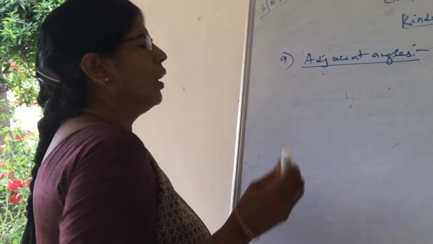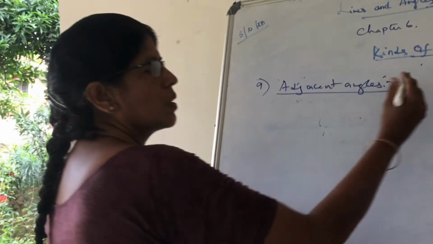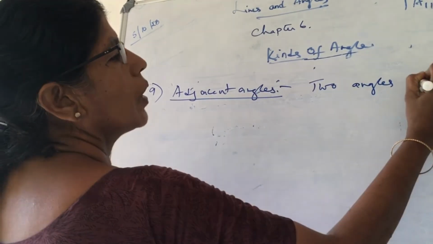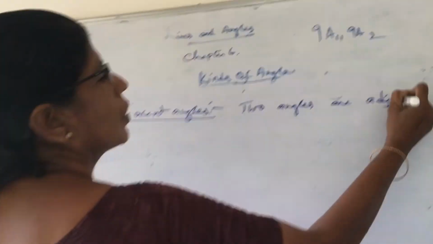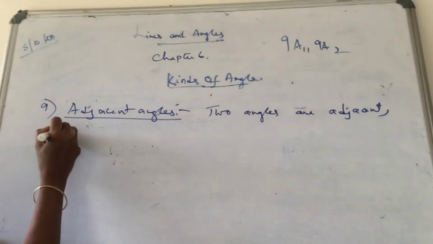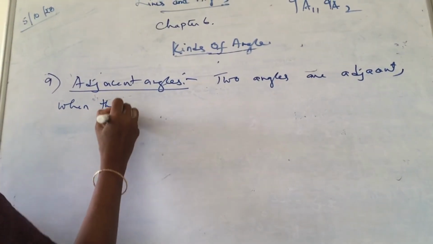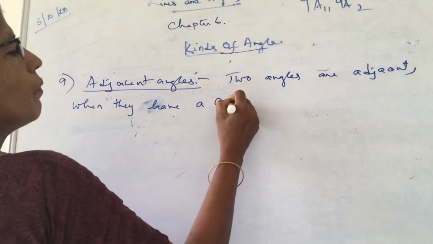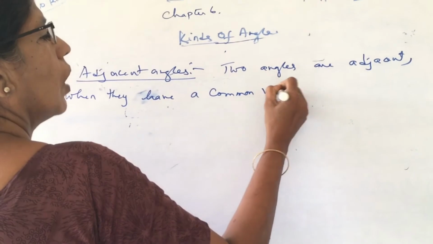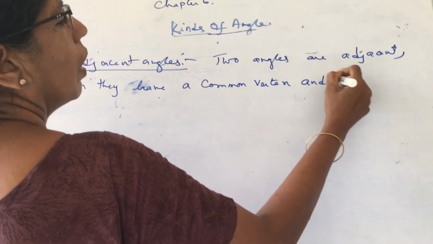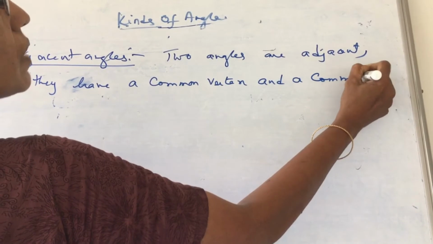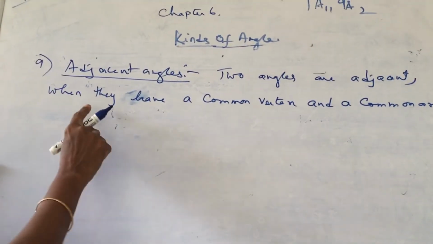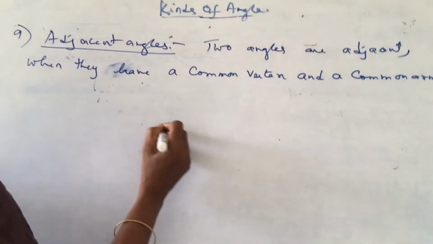In the same way, angles also can be adjacent. Two angles are adjacent when they have a common vertex and a common arm. They have a common vertex and a common arm. Two angles are adjacent when they have a common vertex and a common arm.